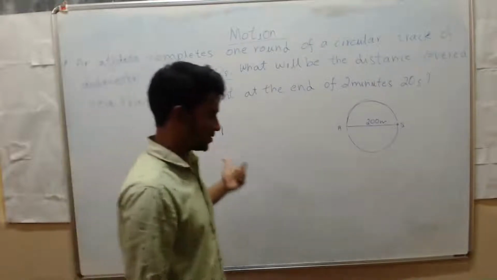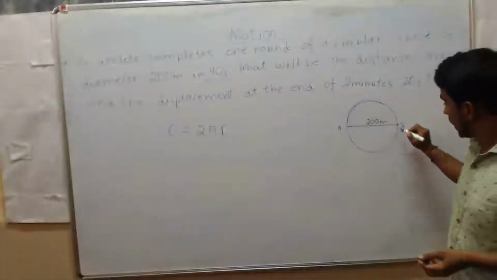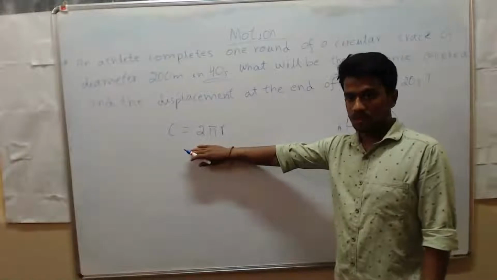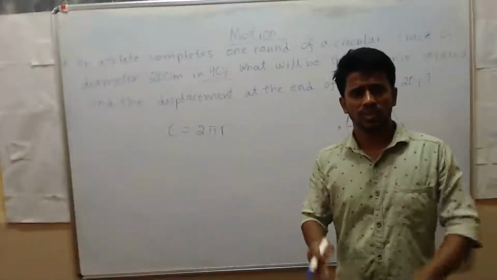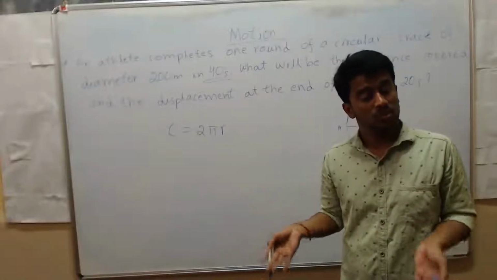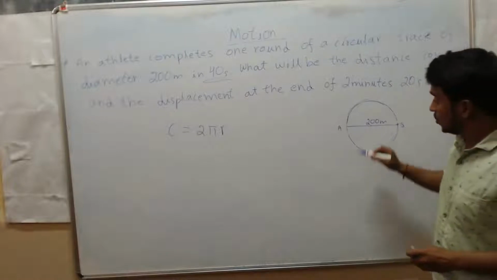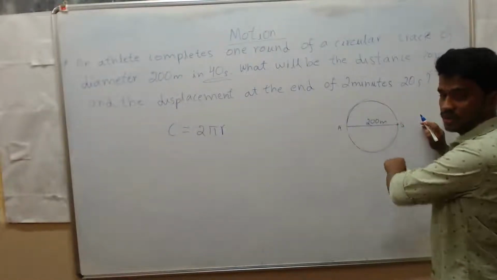We use C here. C means circumference of the circle. To calculate this circumference, we use this formula, 2 pi r. If you know the radius of any circle, whether it is small or big, whatever, then we can calculate the circumference of the circle, or the boundary of the circle. Means this boundary.